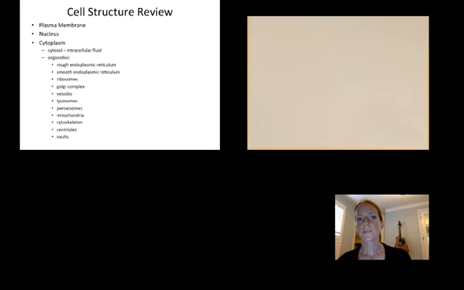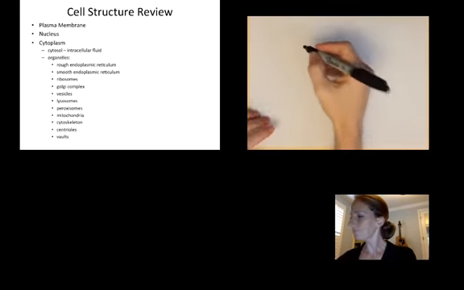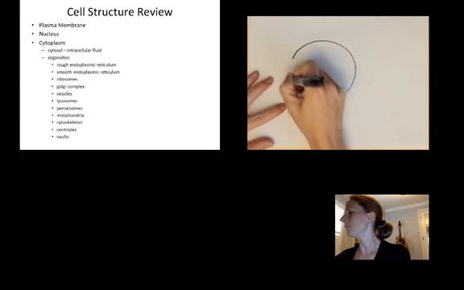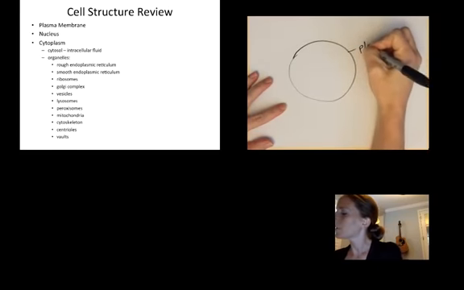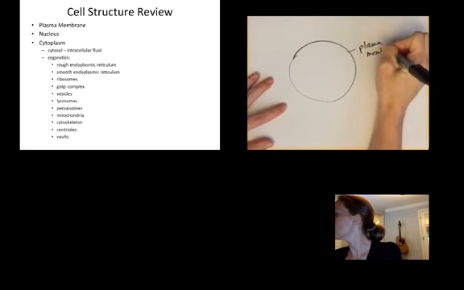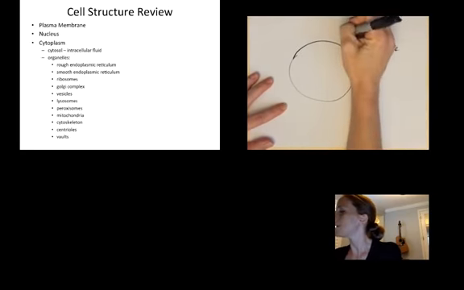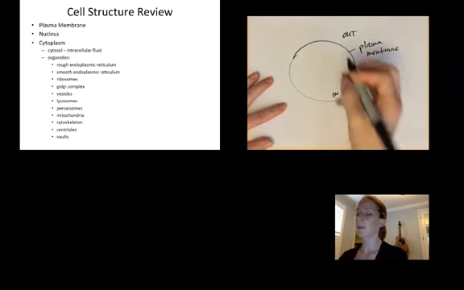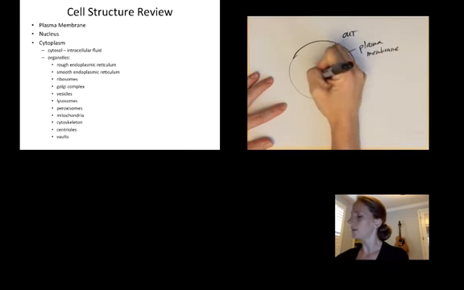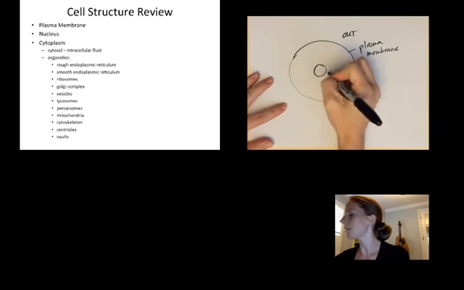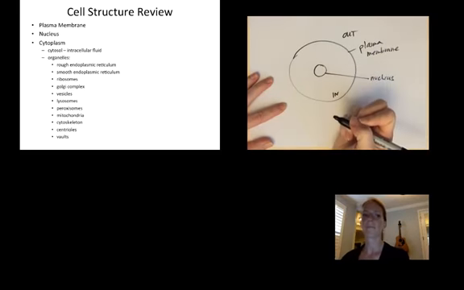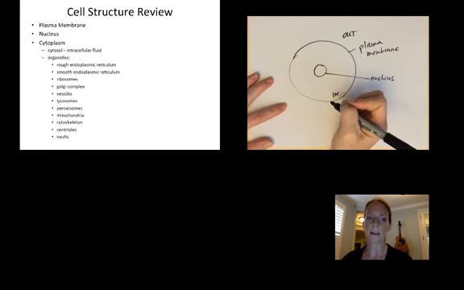Okay, so let's review cell structure. A basic cell has a plasma membrane, which is the phospholipid bilayer that separates the outside of the cell from the inside of the cell. A cell also has a nucleus, which houses the DNA, and then the endomembrane system.